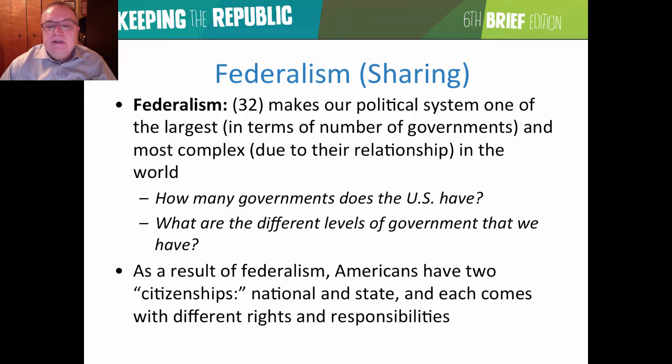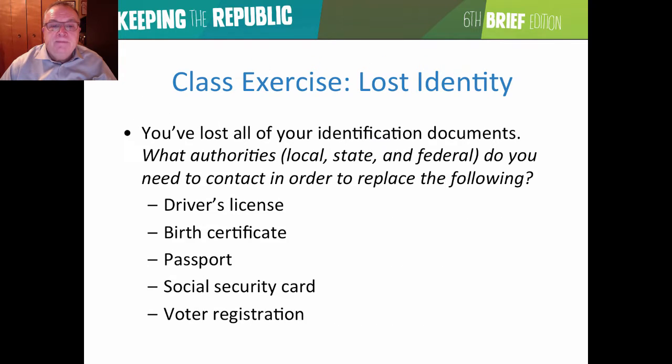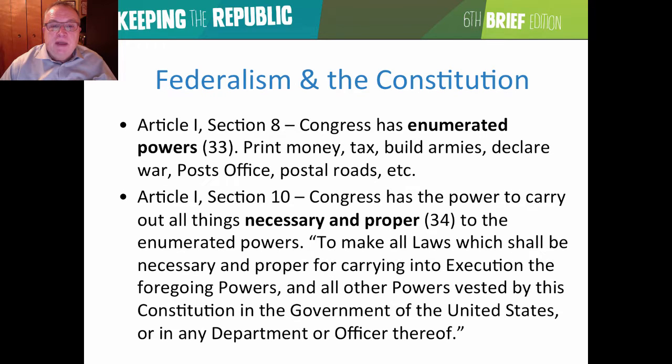So how many governments does the United States have? Oh, thousands of governments. There's 3,000 counties. There's an untold number of sewer districts, school districts, so thousands. And what are the different levels of government? Well, nation, state, and local. So basically we have two citizenships. We are citizens of the country as well as citizens of the state of Ohio. This will be a class exercise that we'll do, so I'll skip over that for now.